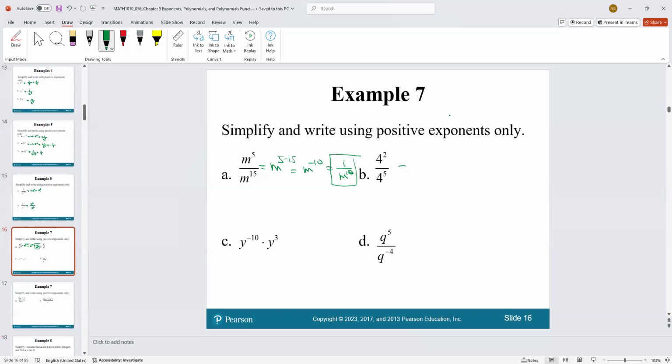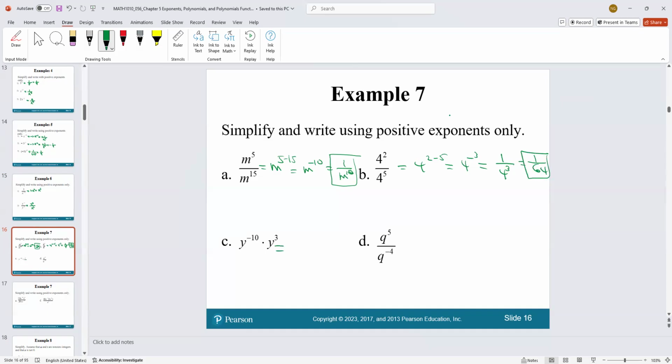B, I believe, is the same. 4, 2 minus 5. 4 power negative 3. The exponent should never be negative. You need to jump it to the denominator. 1 over 4 power 3. 4 times 4, 16 times 4, 64. So 1 over 64.